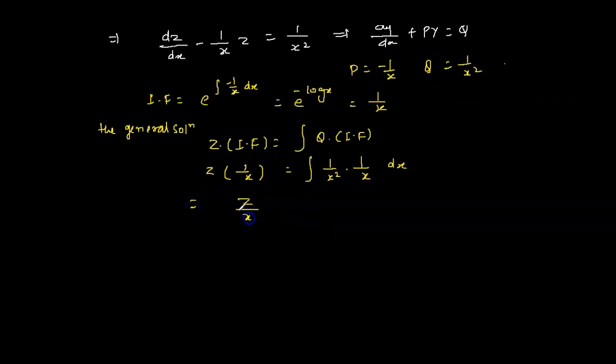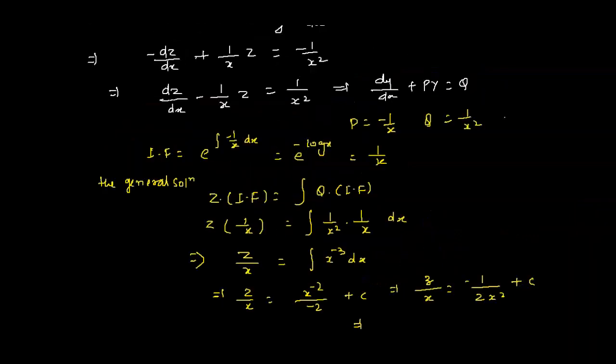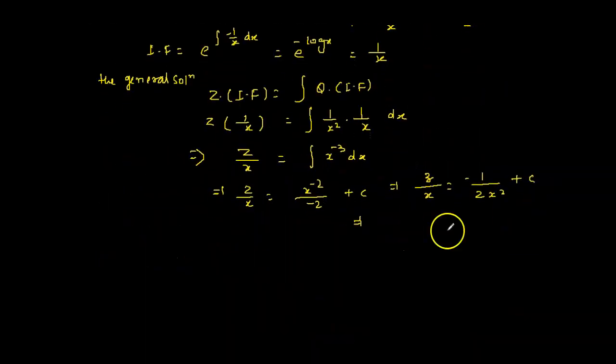This is z by x. This one you can write as x to the power of minus 3. So z by x is equal to x power of minus 2 by minus 2 plus constant. So I can write z by x is equal to minus 1 by 2x square plus constant. And the z value you can put here. What did you put for z? 1 by y. So I can write 1 by xy is equal to minus 1 by 2x square plus constant.